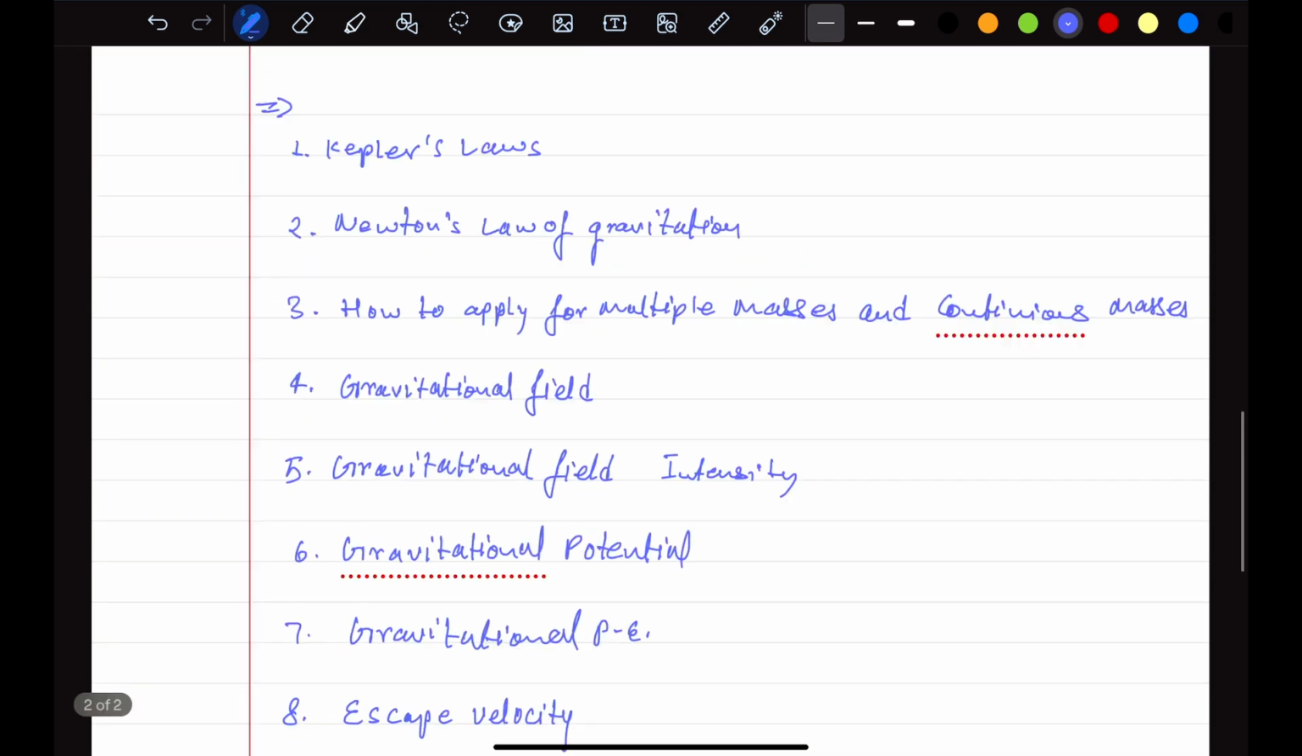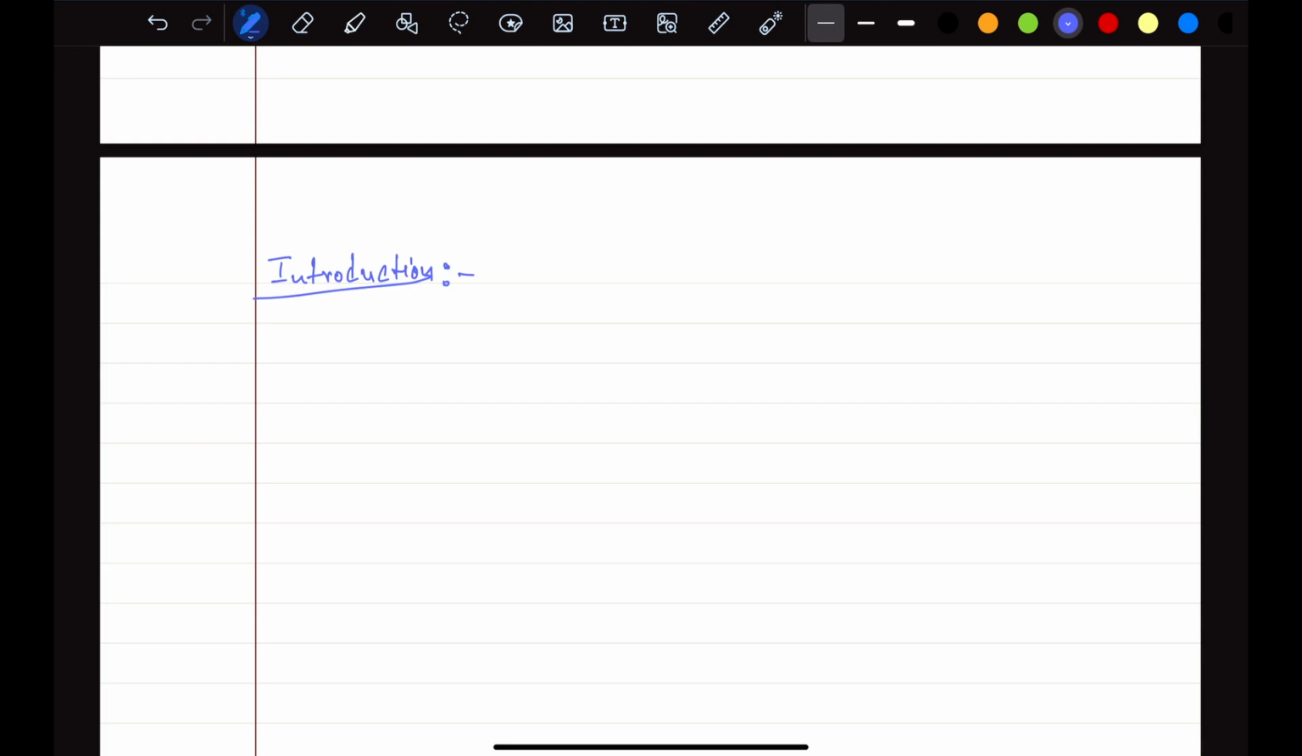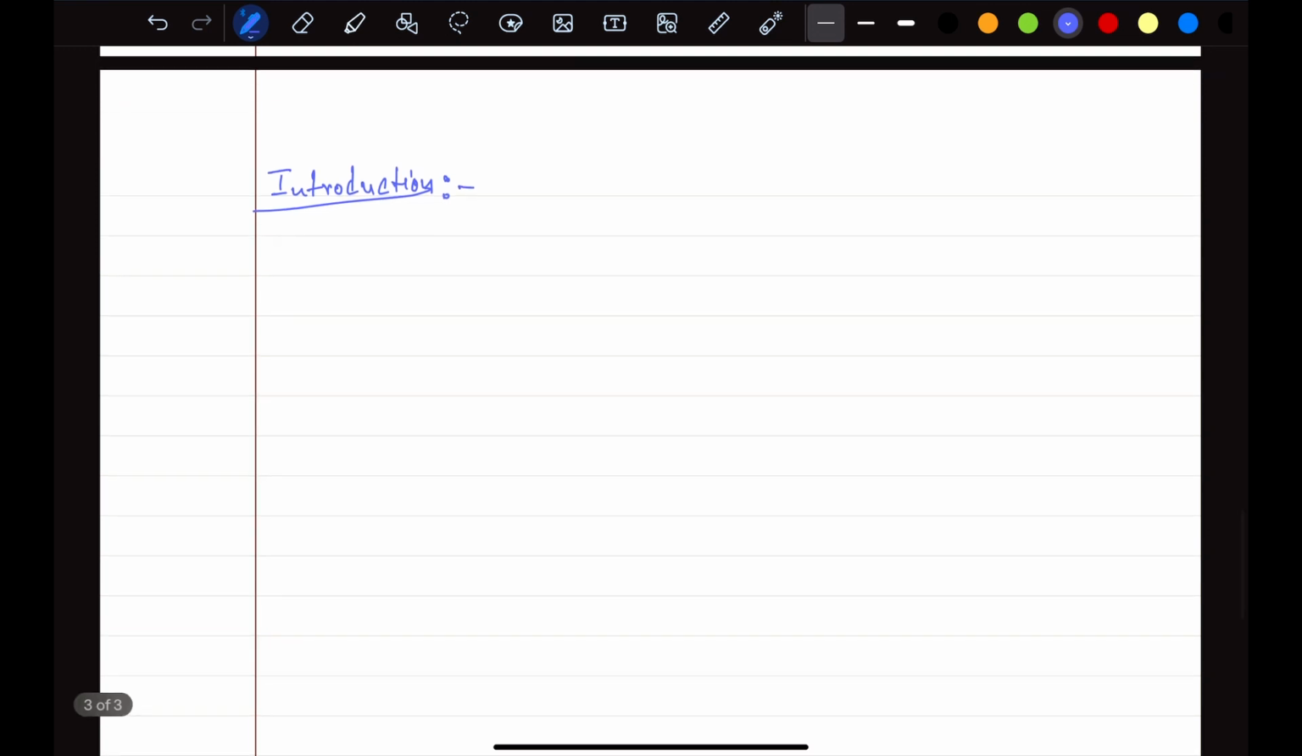Let's start with Kepler's laws and the introduction. Gravitation is much related to our solar system, because of gravitation only the planets are able to rotate in fixed orbits. So just write down what you know about gravitation. You may know that the sun's position is somewhere in the middle of the solar system, and all the different planets are rotating about it. The sun, Mercury, Venus, Earth, Mars, Jupiter, Saturn, Uranus, Neptune, all these planets are rotating about it.